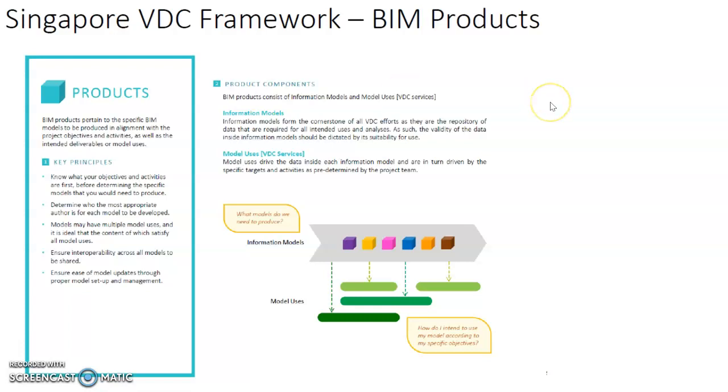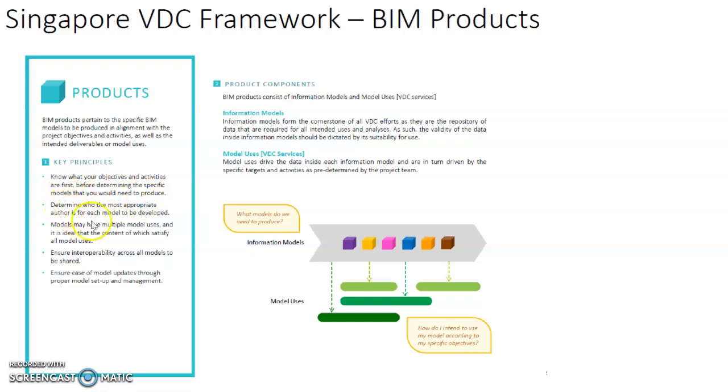The BIM product pertains to specific BIM models to be produced in alignment with the project objectives and activities. So everything is very focused. This BIM product is created in order for you to achieve the required project objectives and goals. The key principle is to know what your objectives and activities are first, before determining the specific models that you want to produce.